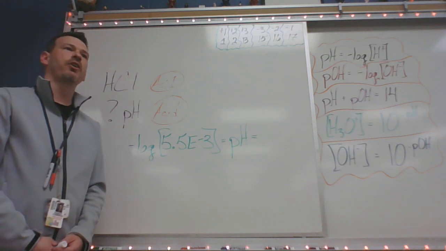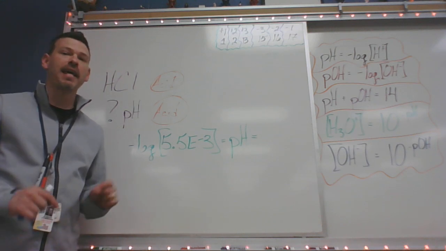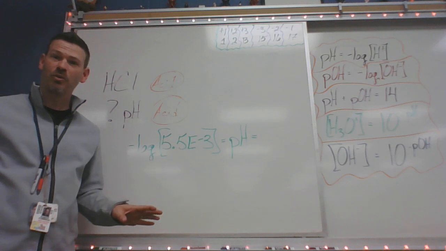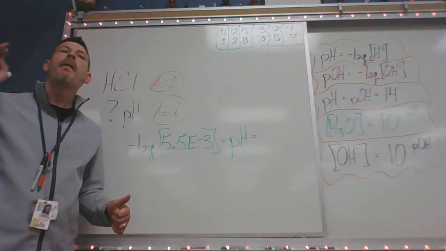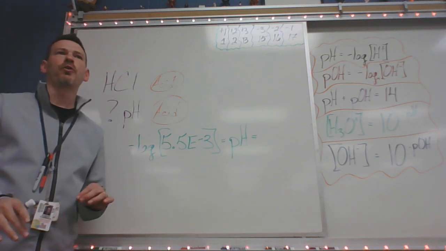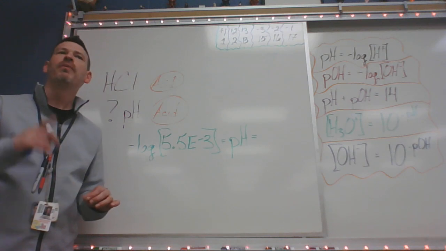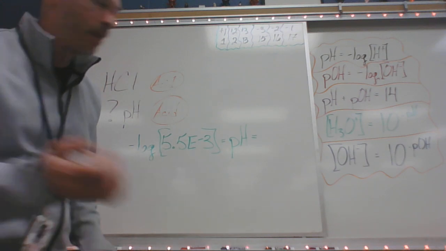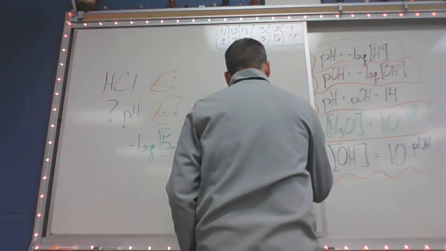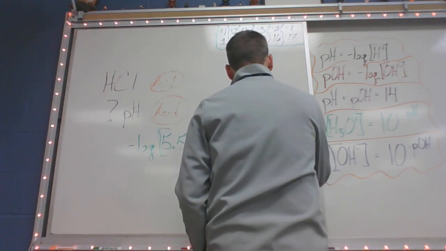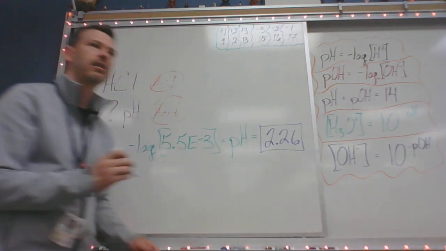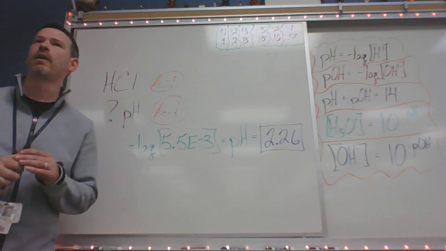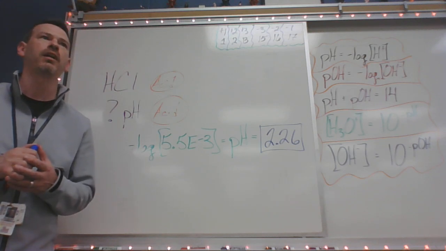As far as sig figs go, pHs have their own set of sig fig rules that are not awesomely fun, but we're not going to worry about those. We'll worry about those next year when we hang out. Instead, we're just going to go 2 digits past the decimal. So what I get if I round is 2.26. Did you get a pH of 2.26? If you didn't, call me over. I want to fix your button pushing.